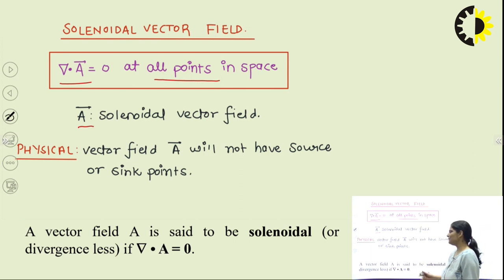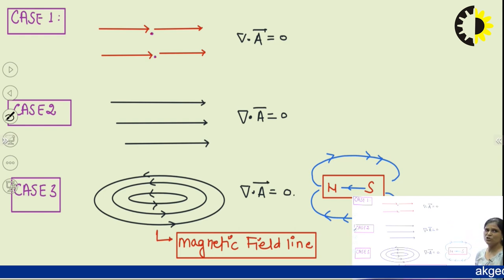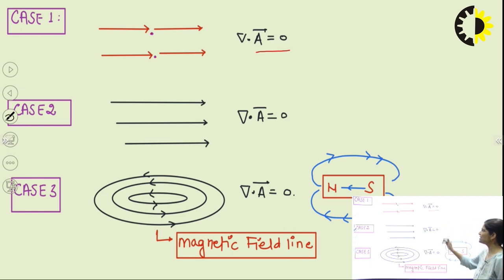A vector field A is said to be solenoidal or divergence-less if del dot A is equal to 0, meaning the divergence of A is equal to 0. Let us take a case first. Here you can see these are two points. In this field no source is there, so your divergence is equal to 0. No source or sink is there, so the divergence is equal to 0.